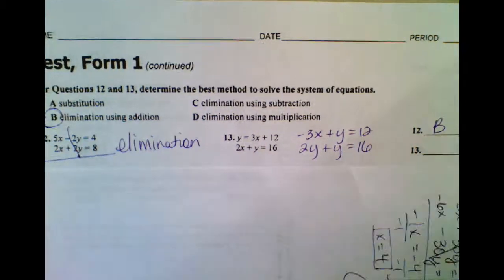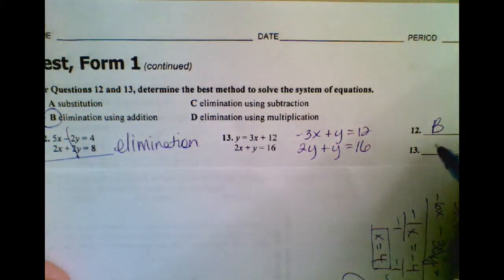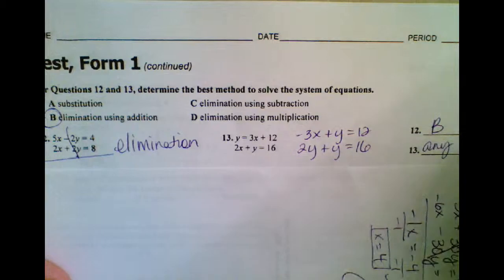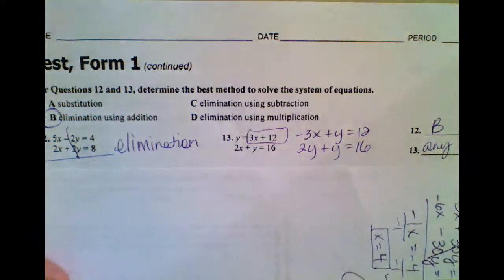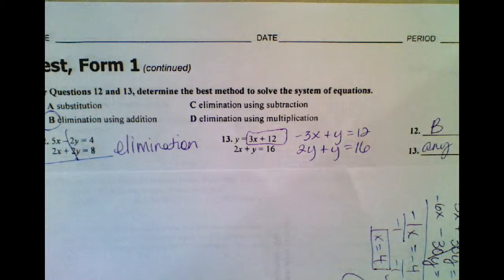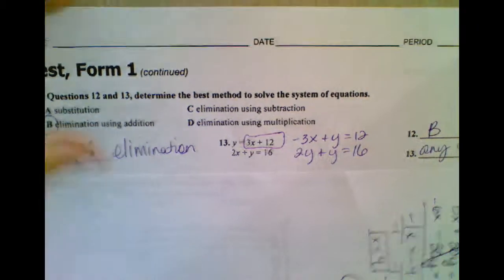So that's a personal preference, okay? Like I've told you many times, I don't care which way you do it, as long as you do it well and do it correctly. So I would say any answer is fine for 13. Substitution is probably the first one you would look at because the y is isolated. It's not necessarily the easiest. That one's kind of a preference thing.